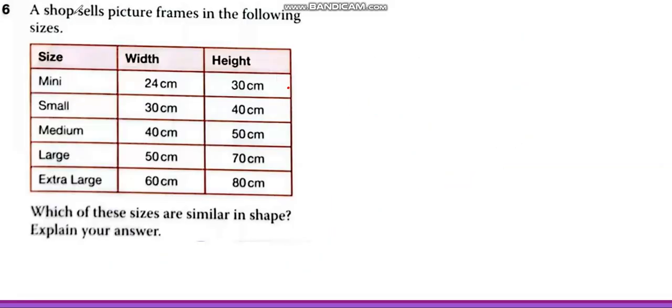In question number 6, a shop sells picture frames in the following sizes. We have the following sizes with the widths and heights, and which of these sizes are similar in shape? For similar shapes, the ratio should be the same. So let's find the ratio of each. In the case of mini, the width to height ratio is 4:5, because if we divide both numbers by 6, we get the ratio 4 and 5. Similarly, in small size, the width to height ratio should be 3 and 4. We are dividing by the highest common factor.